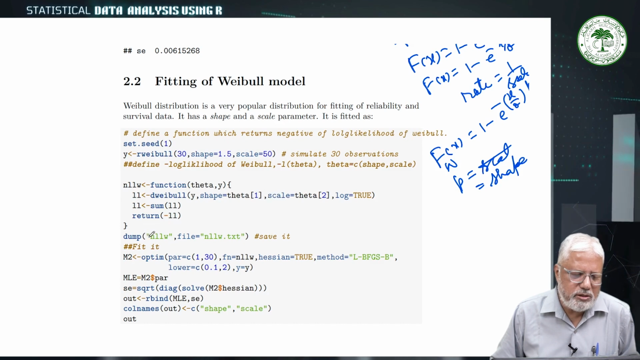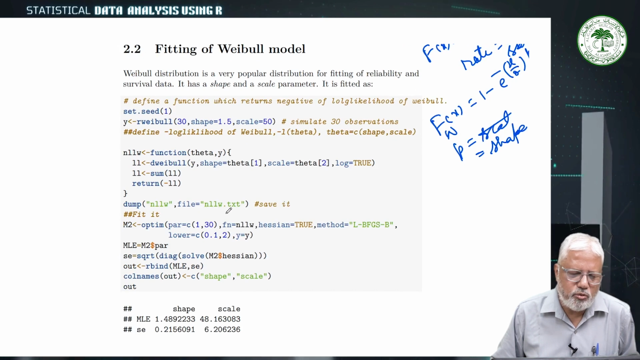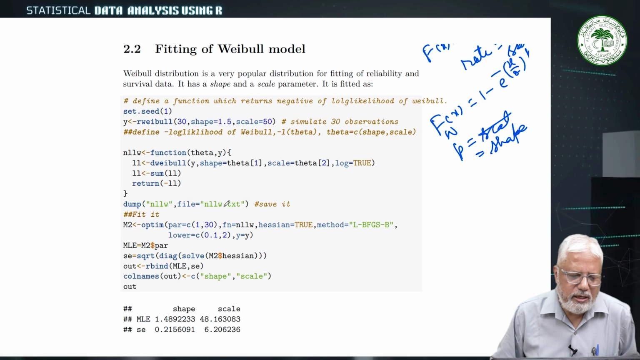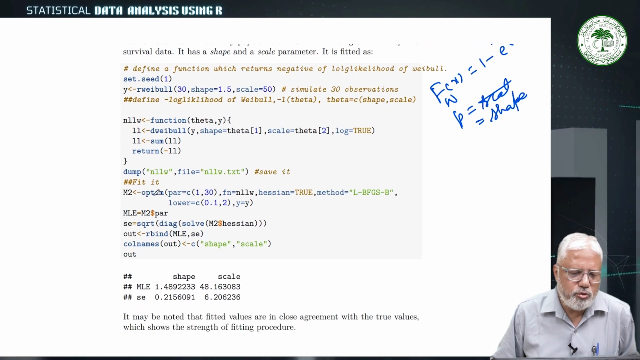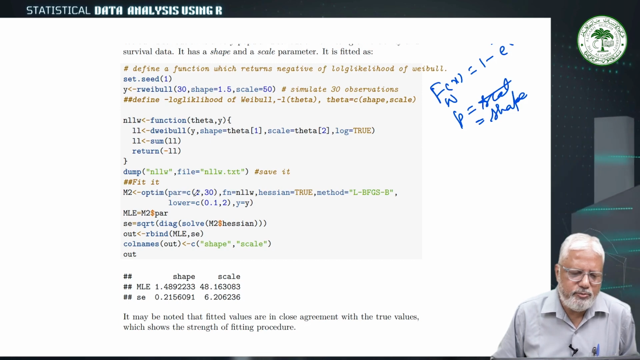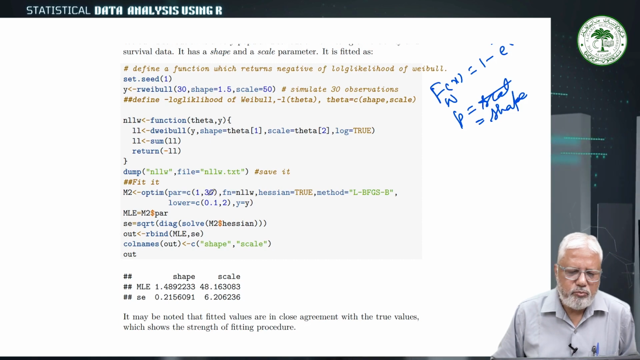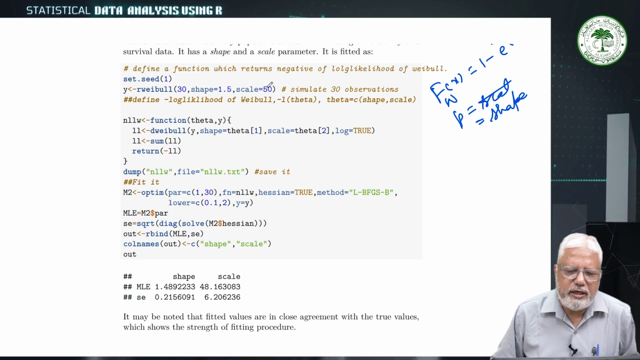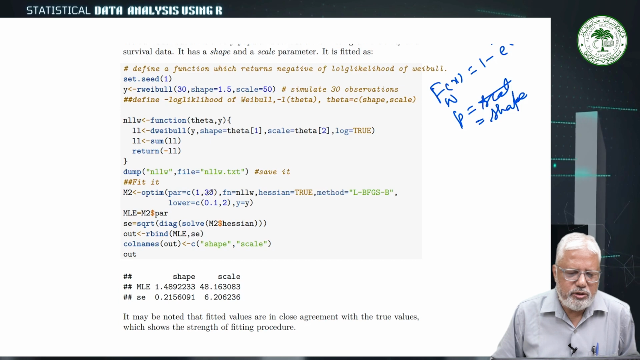Then we can dump this function NLLW and source it using source, with the text file name. Now to fit this, we have to use Optim. For fitting with Optim, par is the guess value of the parameters: for shape we are taking 1, and for scale 30. Although we know exactly it is 50, we are giving the guess value 30 to start the iteration.